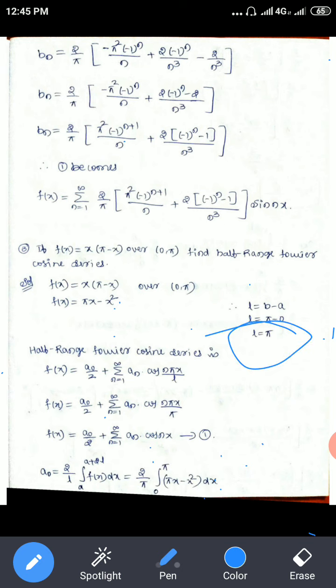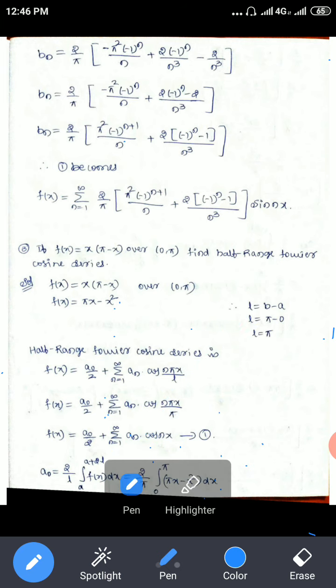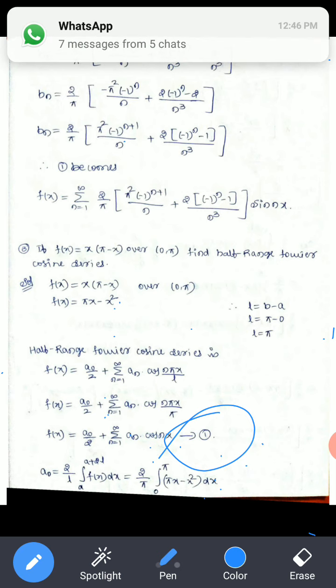Half range Fourier cosine series is involving a naught and an, and half range Fourier sine series is involving only bn. So a naught by 2 plus summation of an cos of n pi x divided by L. What is L here? Pi. This pi gets cancelled. So a naught by 2 plus summation of an into cos of nx. This we will take as equation number 1.